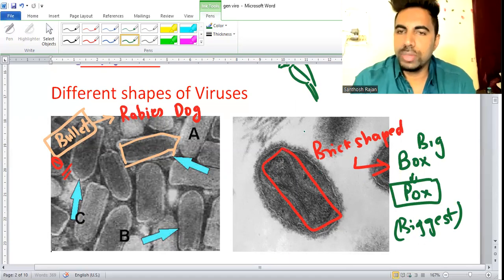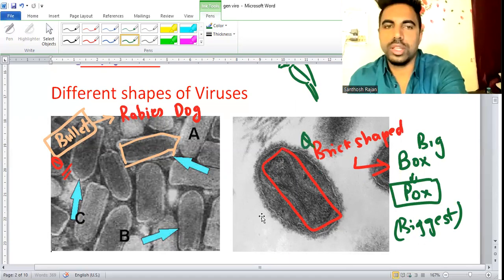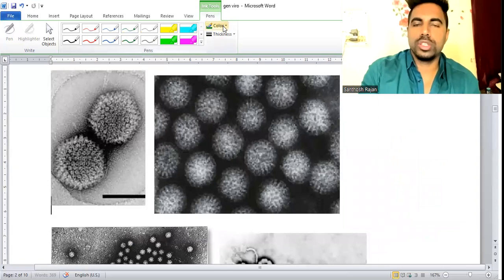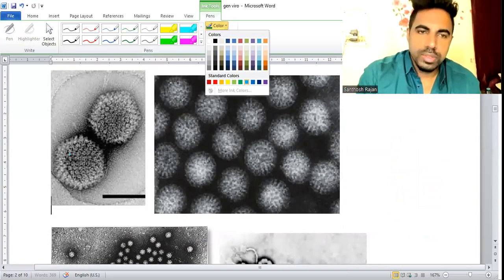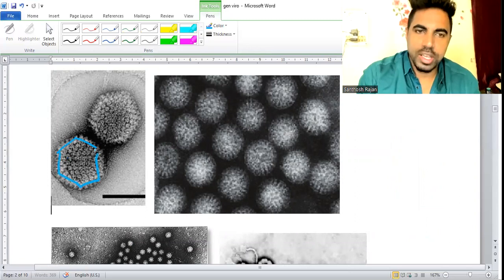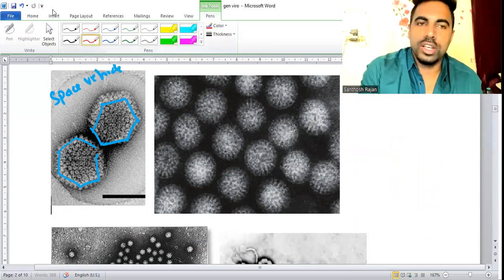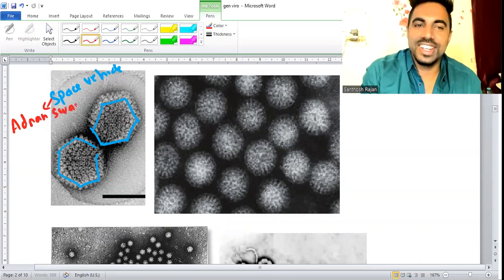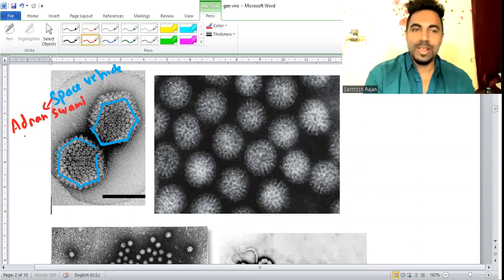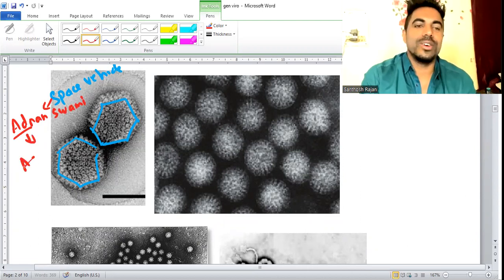Brick shape is a question. Bullet is a question. Now, what is this one? Look at this beautiful picture here. Doesn't it look like a space vehicle? Yes, it is a space vehicle. So who is having the space vehicle? Who is that rich to have a space vehicle? Any guesses? Our Adnan Sami, the singer. The singer is the richest guy who can own a space vehicle. Why put Adnan here? Because that is adenovirus. Simply adenovirus. Adenovirus is the space vehicle virus.